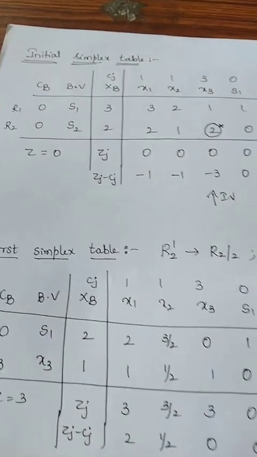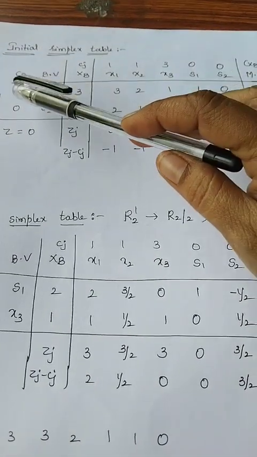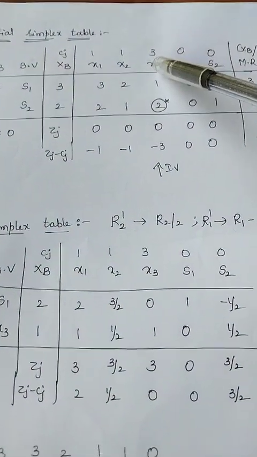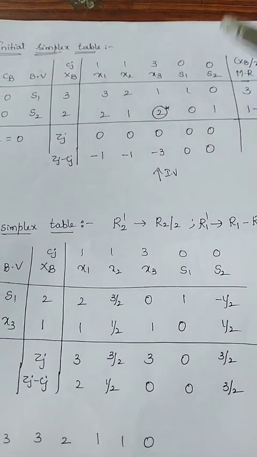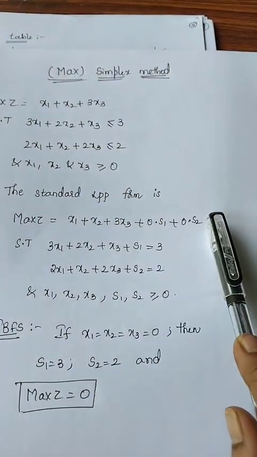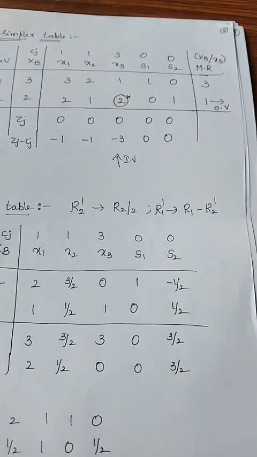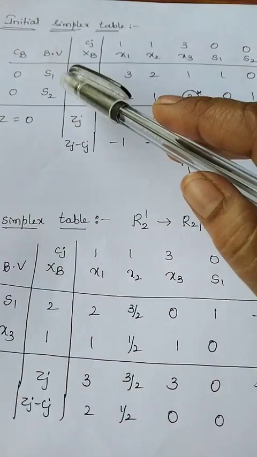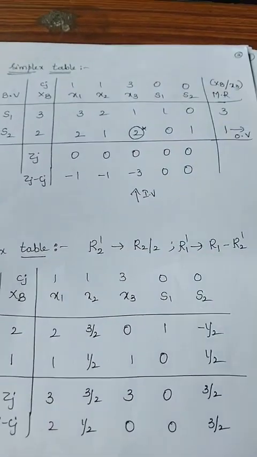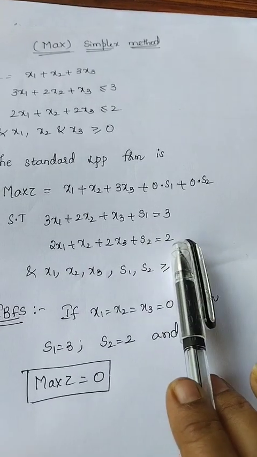Now we are going to form the initial simplex table. What is meant by an initial simplex table? By taking the proforma CB, basic variables XB, X1, X2, X3, S1 and S2. Whatever are there in the standard LPP form, these values you are going to write in the proforma. Now we are going to take the basic variables as S1 and S2, where from the LPP form, S1 is equal to 3 and S2 is equal to 2.